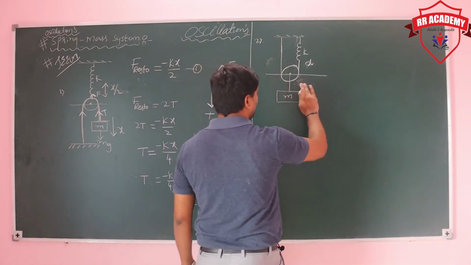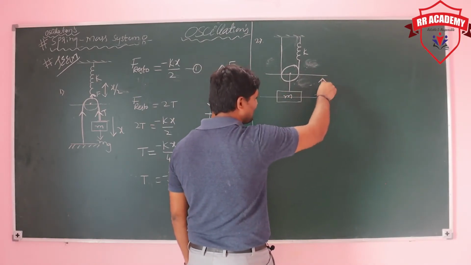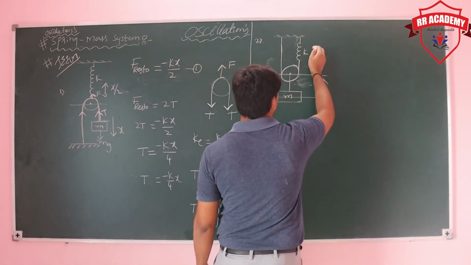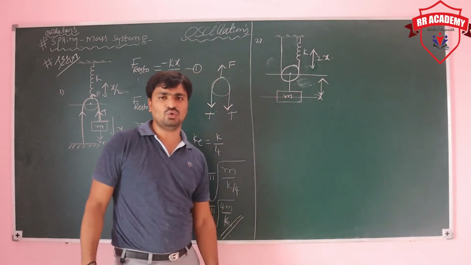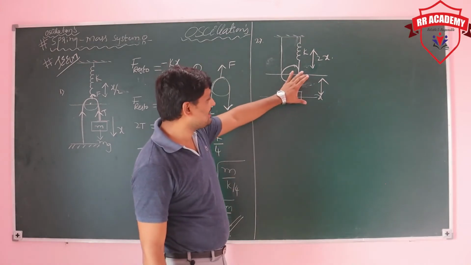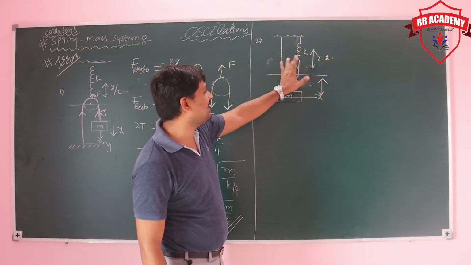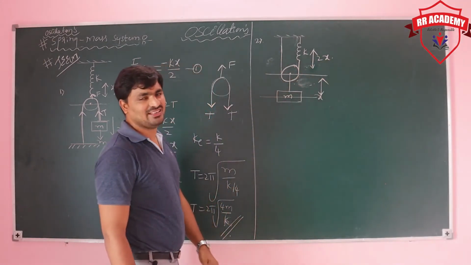Or else take here, if the extension of the mass is x, if the mass is coming x displacement down, the spring gets extended by 2x. See very clearly. If the pulley is extended by x, that means the spring can get here and here. Total extension is going to be 2x.